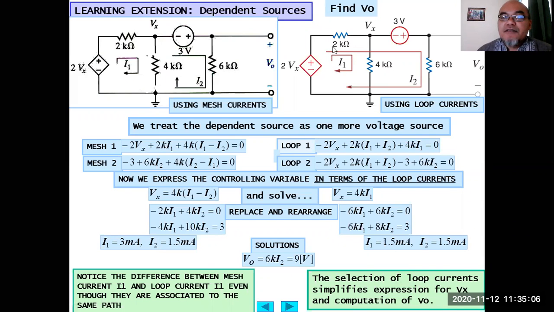So when we choose this instead, the expression for Vx is just simple: Vx equals 4K times I1. But if we choose mesh currents, then Vx equals 4K times I1 minus I2. So this is easier because it only involves one variable. Okay, but it's up to you which one to choose. It's okay to use the other method. It's also okay; however, it's just a little bit more difficult.